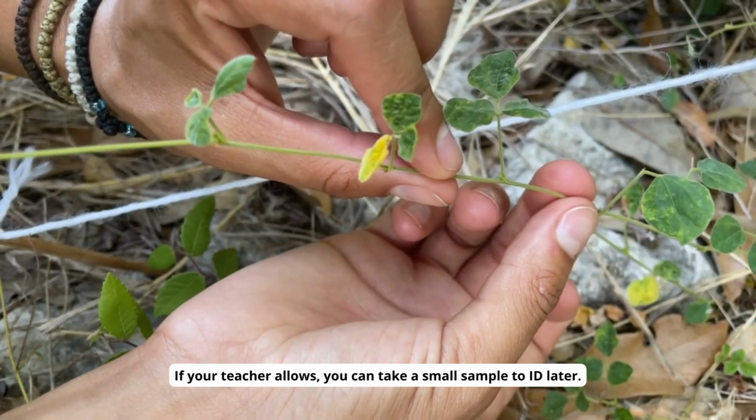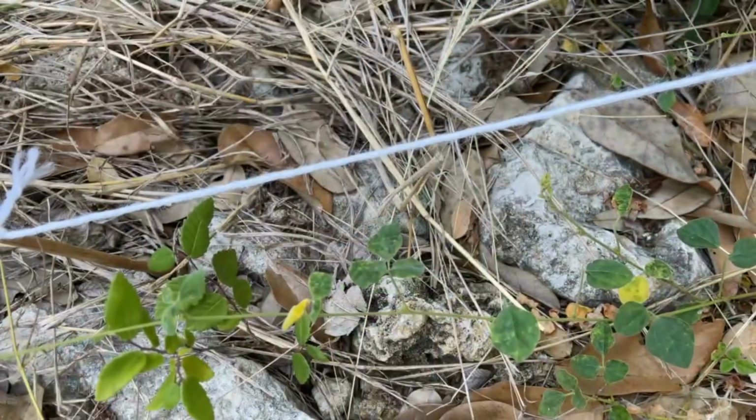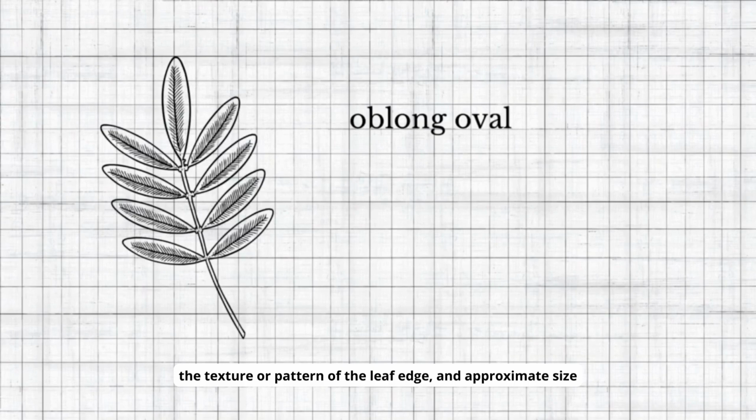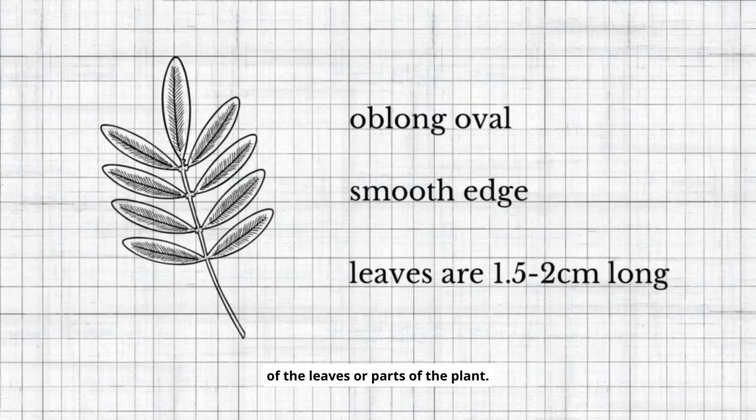If your teacher allows, you can take a small sample to identify later. In your field journal, draw the plants you observed on your transect, making note of things like the leaf shape, the texture or pattern of the leaf edge, and the approximate size of the leaves or other parts of the plant.